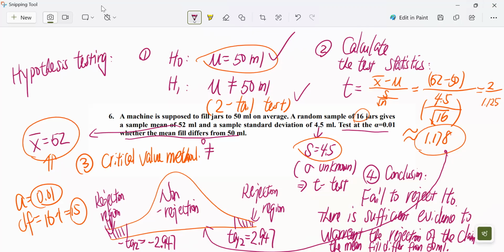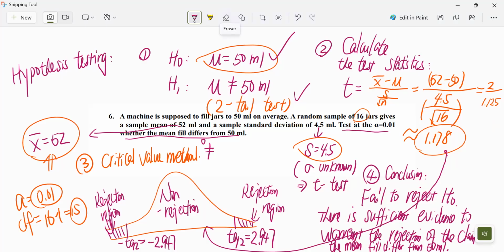Excuse me, Professor, what's the word behind the rejection of the claim? The claim that the mean fill differs from 50 milliliters. Or maybe let me rewrite it. No worries, I'm going to rewrite this.